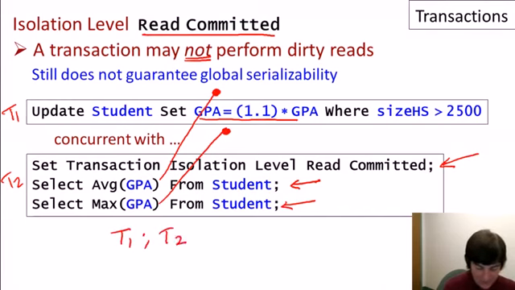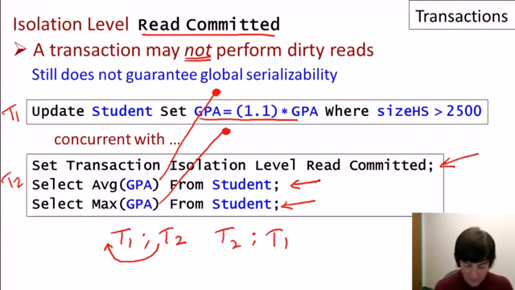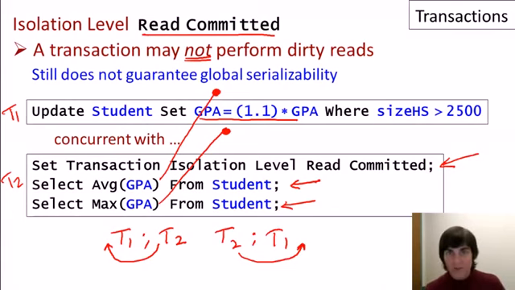Is it equivalent to T1 followed by T2? Well, it's certainly not, because T2's first statement is reading the state of the table before T1 and not the state of the table afterwards, although T2's second statement is reading the state of the table afterwards. Similarly, it's not equivalent to T2 followed by T1, because T2 is reading in its second statement the state of the database after T1. So there's no equivalent serial order, but again, perhaps that's not needed for the particular application, and by using read committed, we do get somewhat more performance than we would have if we were serializable.